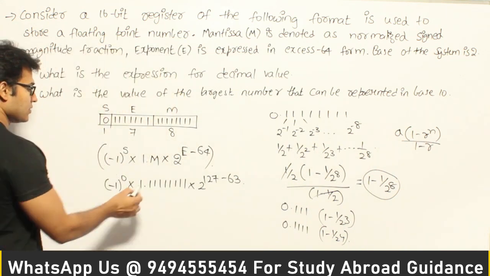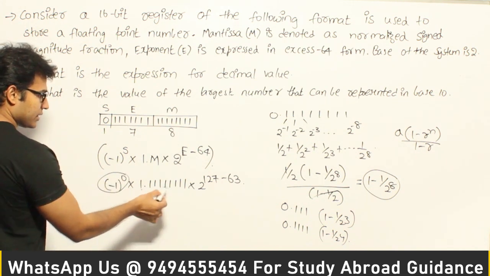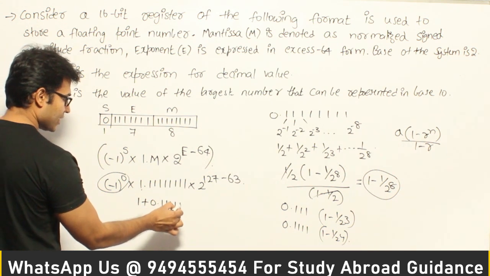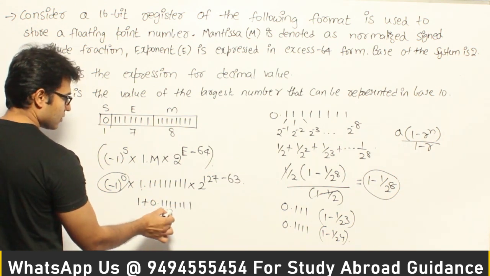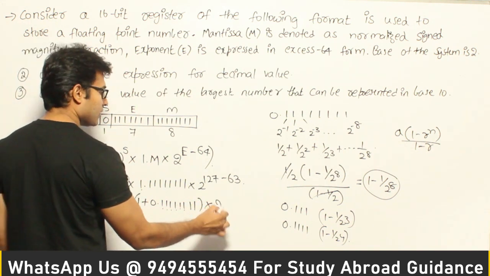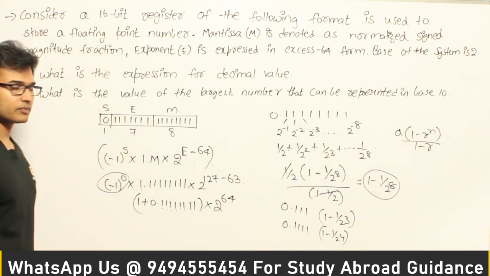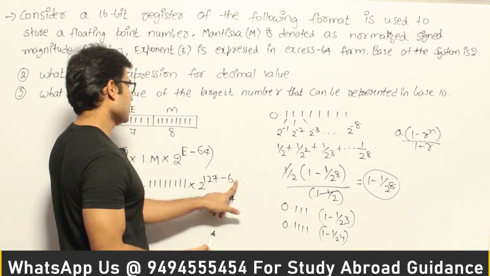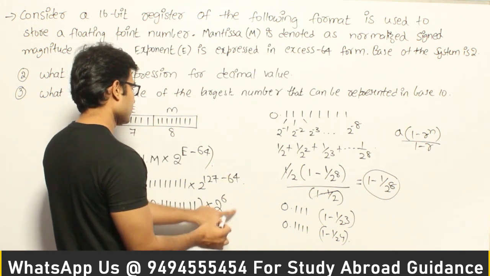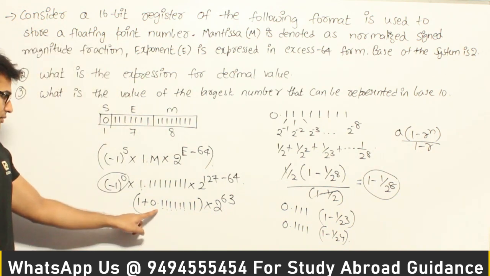Okay, so now what is the value of this? This is anyway going to be 1, and this entire thing I can write as 1 plus 0.12345678, okay, into 2 power 64. I think here I had to write 63, right? E is 63, 64, therefore it is going to be 63.